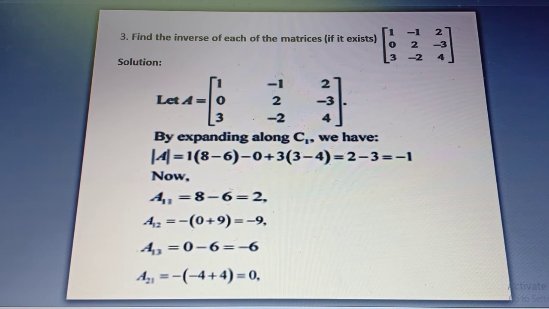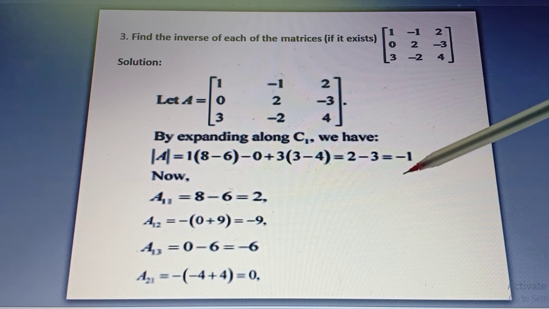Next question. It is very important to find the inverse of the matrix if it exists. Students, in order to show whether it exists or not, we have to find the determinant of this square matrix. If it is not equal to 0, then we say that the inverse exists, and if the determinant of this matrix is equal to 0, then the inverse does not exist. So first we have to find the determinant of this matrix A. Let A be the given matrix, and determinant of A is equal to -1. Hence A inverse exists.